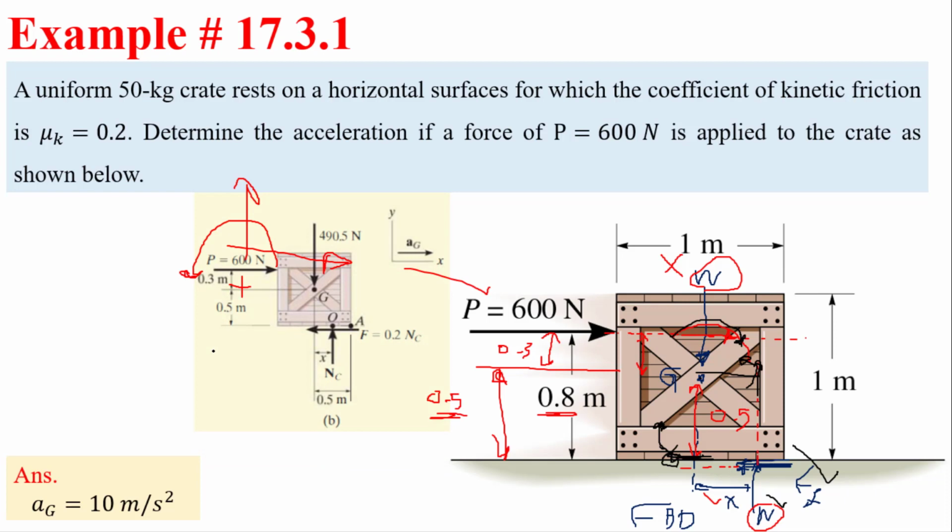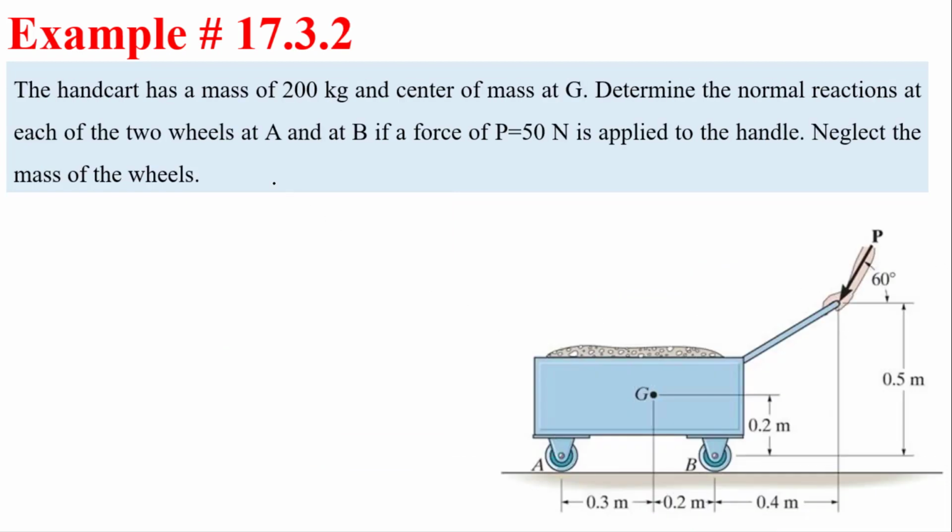Okay, let's see another problem. Here is the second problem. Here we have a hand cart, which has a mass, so this is the mass of the hand cart, and its center of mass is at G. So this question defined the mass center for us. Determine the normal reactions at each of the two wheels at A and B.